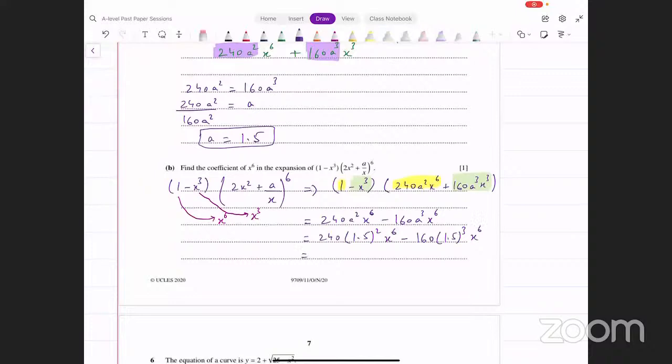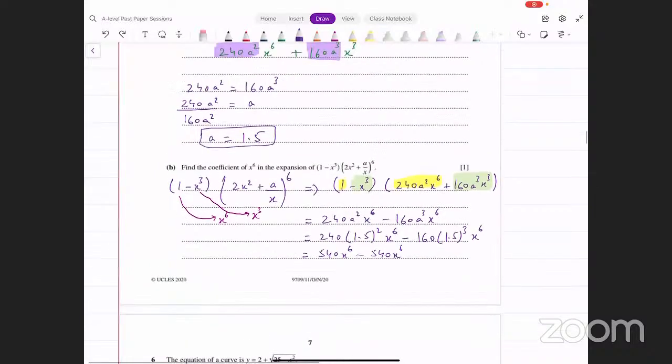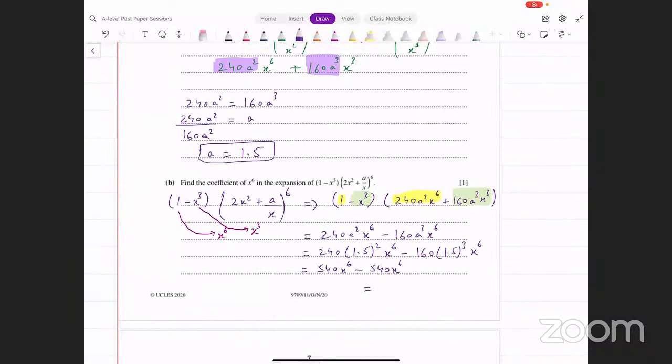If we evaluate these two things, let's see what that's going to give us. 240 into 1.5 square, that is 540 x raised to power 6. 160 into 1.5 cube, that's also 540 x raised to power 6. So basically everything cancels, and what we end up with is 0. That's our final result. So the coefficient of x power 6 is basically just 0, everything cancels out. Okay? That's what we wanted here. I don't know why it was 1 mark only, because it did require some working.